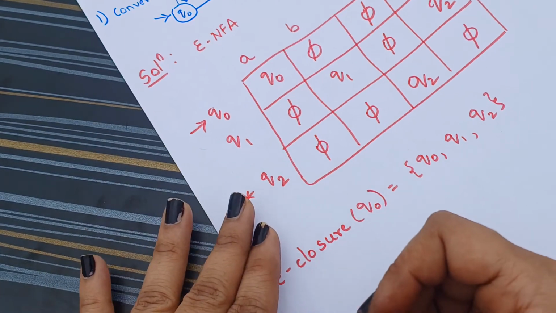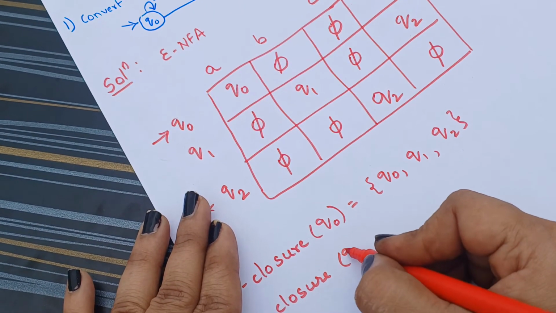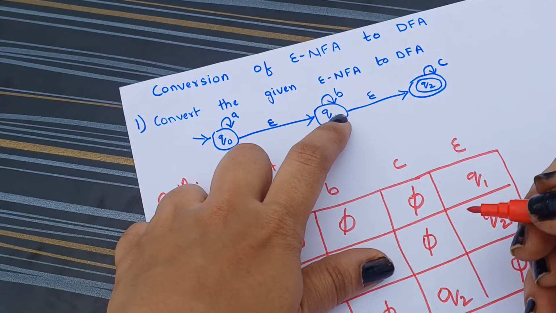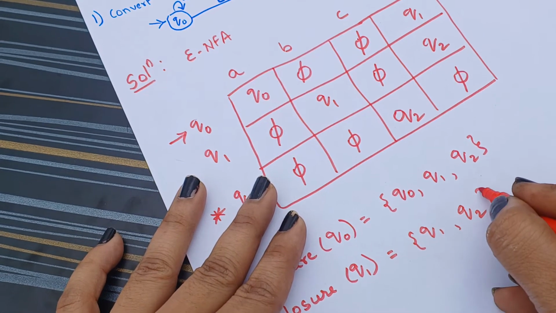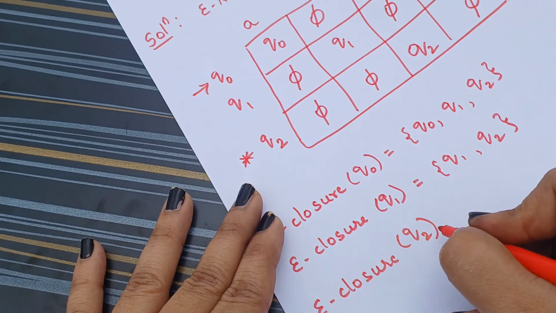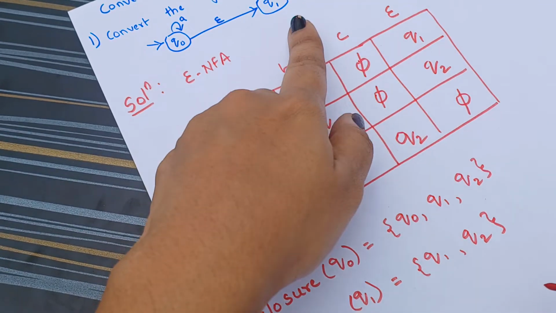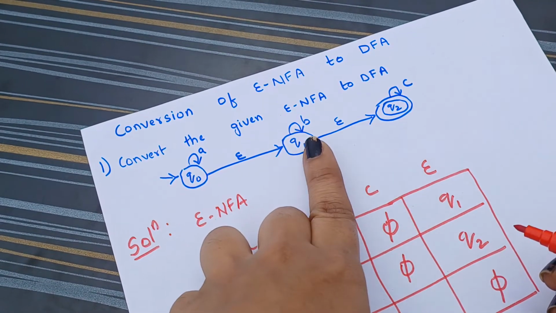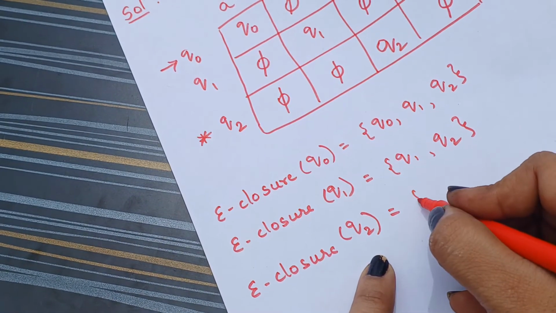Next we need to find the epsilon closure of Q1. So we need to see from Q1 where the epsilon goes. First it starts from Q1 and that epsilon is sending to Q2. So we will take Q1, Q2. Epsilon closure of Q2: where is it going? It is accepting epsilon from Q1, but it is not sending any epsilon from itself. So we can say epsilon closure of Q2 is Q2 only.